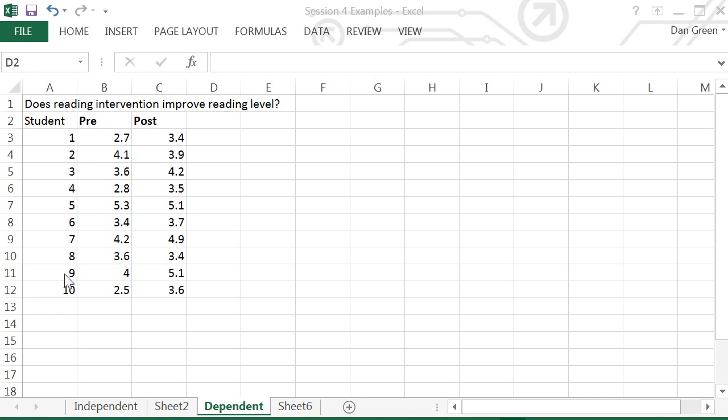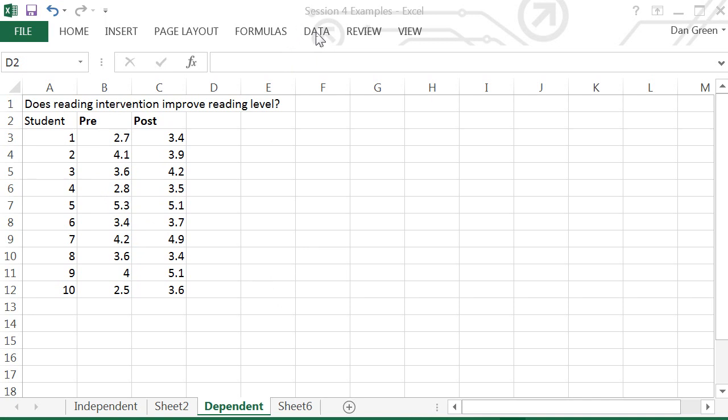So we've got 10 students here. We have their pre-test, pre-reading intervention reading level, and their post-intervention reading level. This is going to be dependent samples because the post-test depends on the pre-test. They're related because they both belong to student 1. Sometimes they call that a repeated measures test.